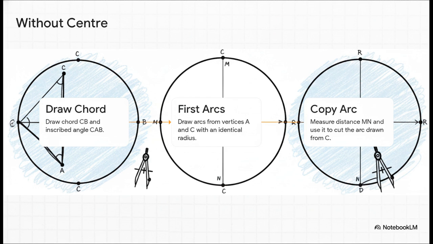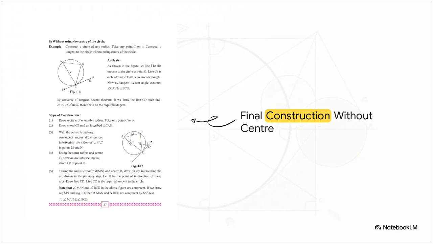Finally, step 5, measure the exact distance between points M and N with your compass. Place your needle on R and cut the large arc you just drew. Let's call this final intersection point D. By drawing a straight line passing through point C and our new point D, we get our beautiful tangent line.